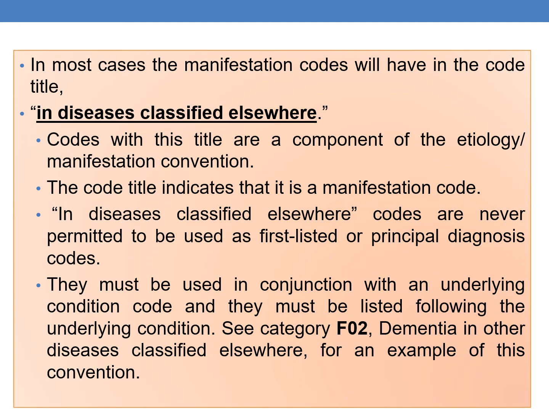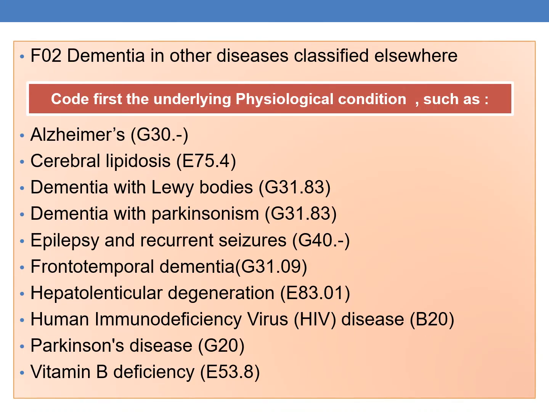For example, let us discuss the category F02, dementia in other diseases classified elsewhere, as an example of this convention. Here you can see in the code title itself, the term "other diseases classified elsewhere" is there.